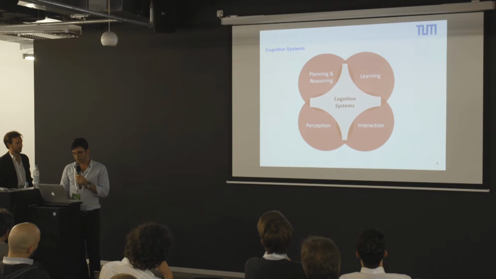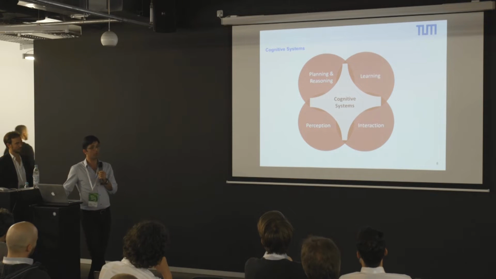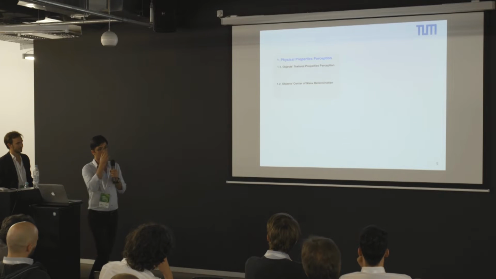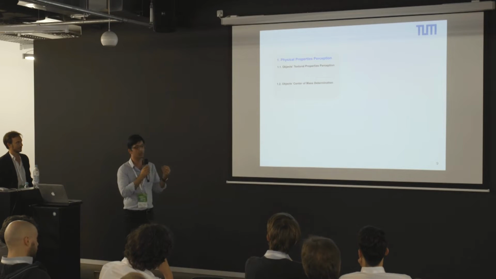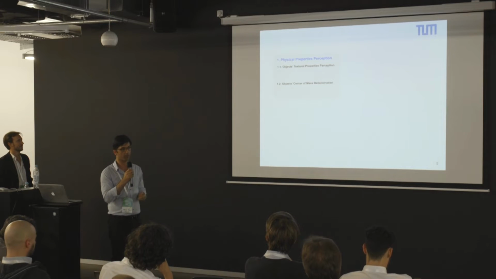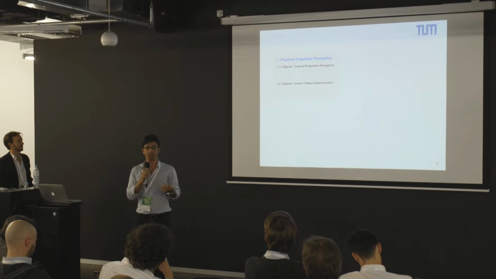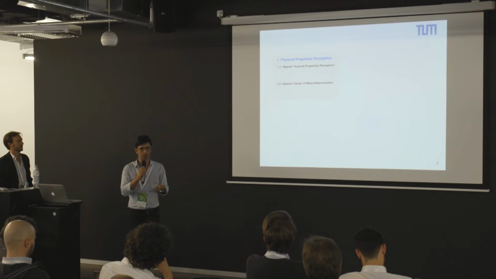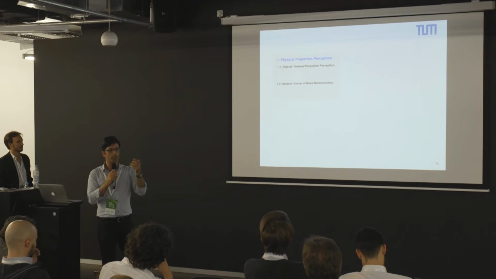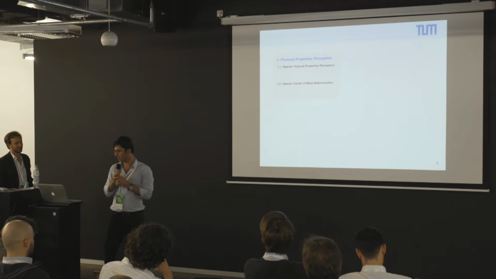Actually, today I would like to talk about how the robot can recognize objects based on touch without having vision. There are 2 physical properties I want to talk about: the textural properties, which we cannot recognize with the features, and the other one is the center of mass of the object, because this is very important when we are manipulating the object or the robot wants to grasp an object.